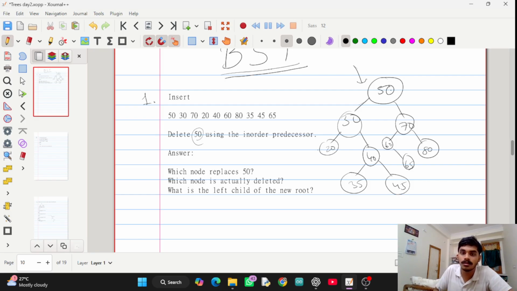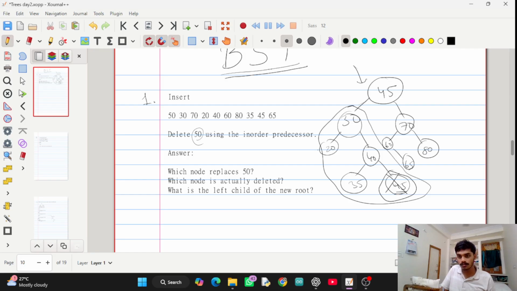So, quick recap: the in-order predecessor is found in your left subtree and is considered the greatest element, or the rightmost node, from the left subtree. So the greatest element from the left subtree is 45. Now what we do to this 45 is we completely delete it from here, and replace the value of the root with the value we have deleted. So this will be deleted. There will be no right child for 40.